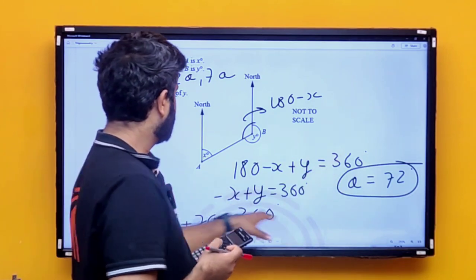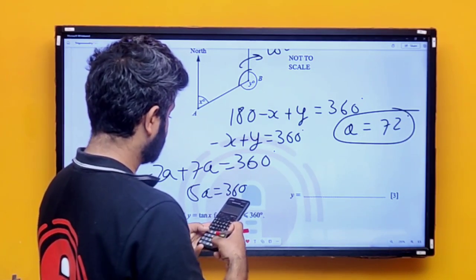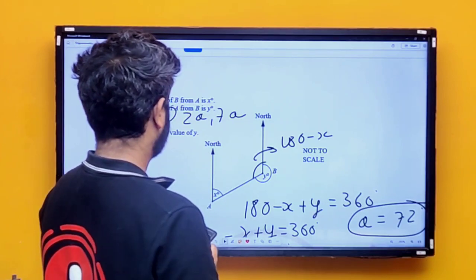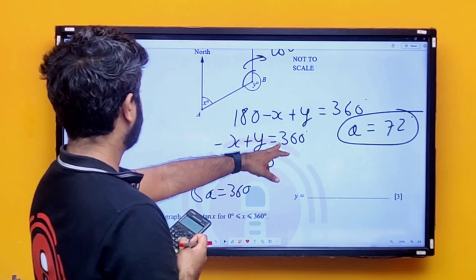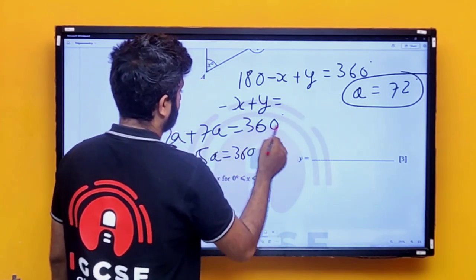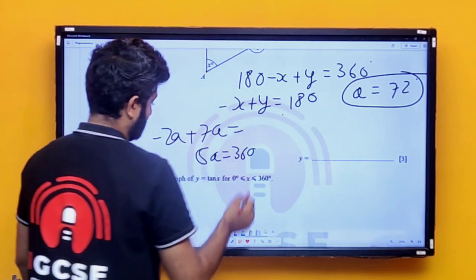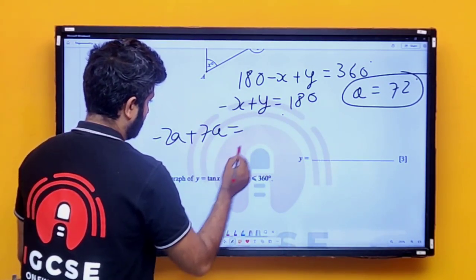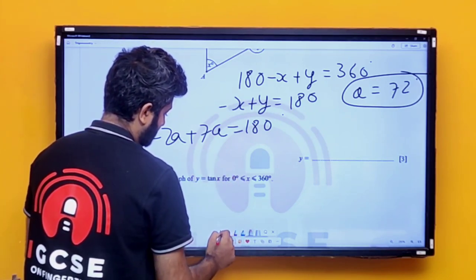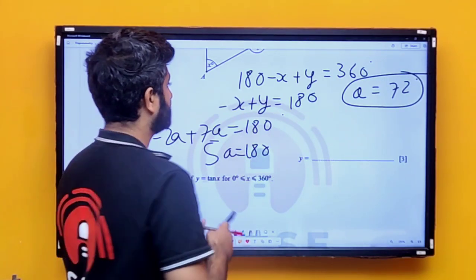But still let me reconfirm my mistake. 2A, 7A, 180 minus X plus Y equals 360, minus X plus Y should be 360 minus 180, right? So this should not be 360, this should be 180, because the 180 goes on the right hand side, so 360 minus 180 is 180. Yes. So I have to rewrite this as 5A equals 180, and from here my value of A is 180 divided by 5. That is, if I'm not wrong, it should be 36, right? And 7 into 36, that is 252, is my value of Y.